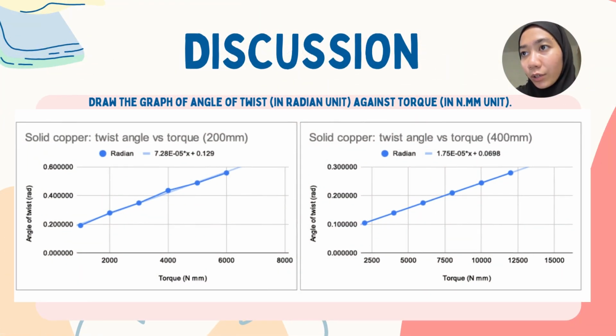And these are the solid copper. On the left is the solid copper at 200 mm, and at the right is the solid copper at 400 mm. Also, both of them are linear. The slope for solid copper at 200 mm is 7.28 × 10^-5, and the slope for solid copper at 400 mm is 1.75 × 10^-5.